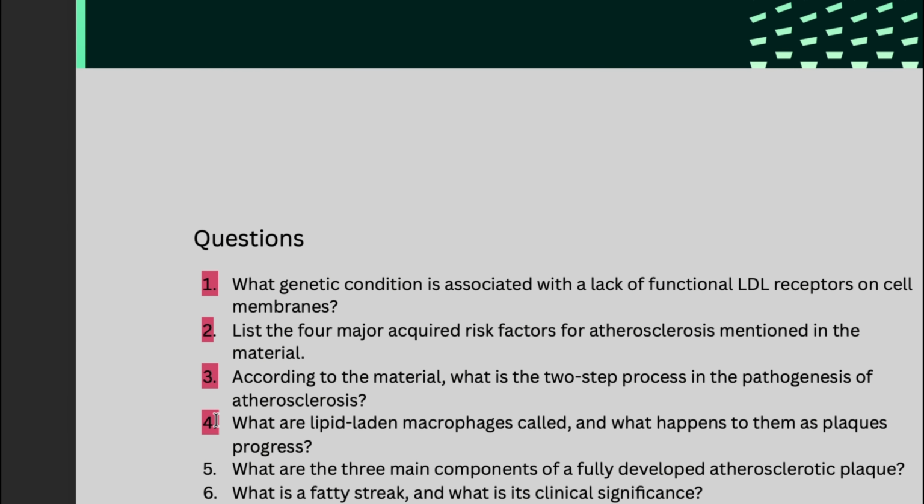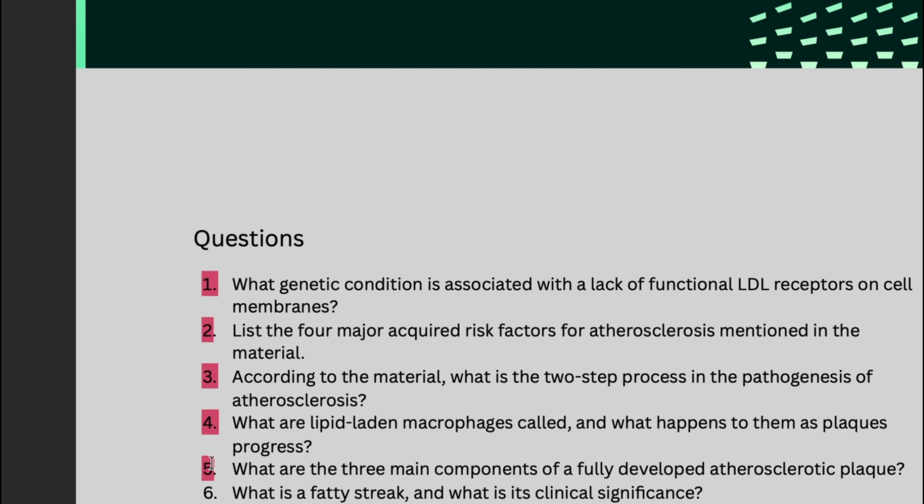So question 4, what are lipid-laden macrophages called, and what happens to them as plaques progress? And the answer is lipid-laden macrophages are called foam cells. As plaques progress, these foam cells undergo apoptosis, releasing lipids that contribute to the formation of the necrotic lipid core. Let's look at question 5.